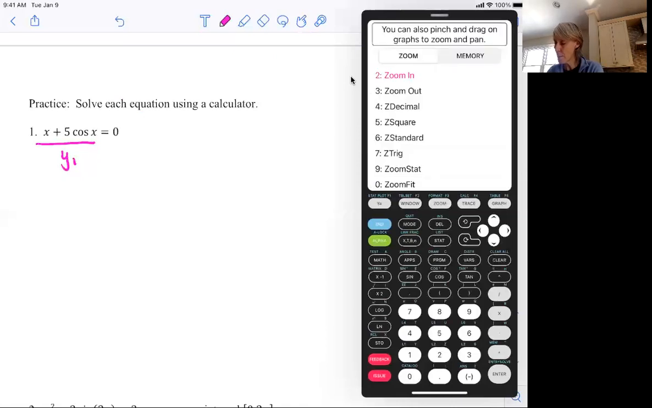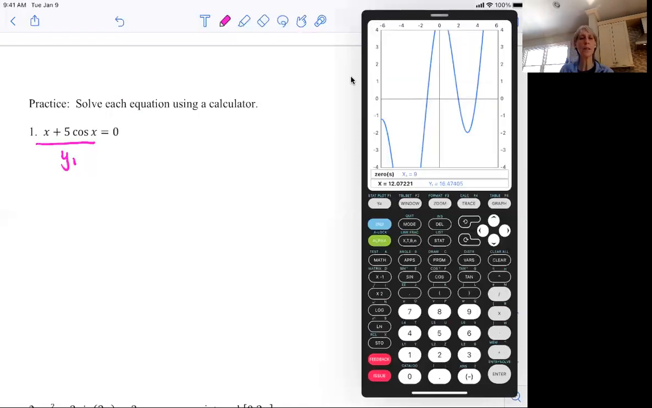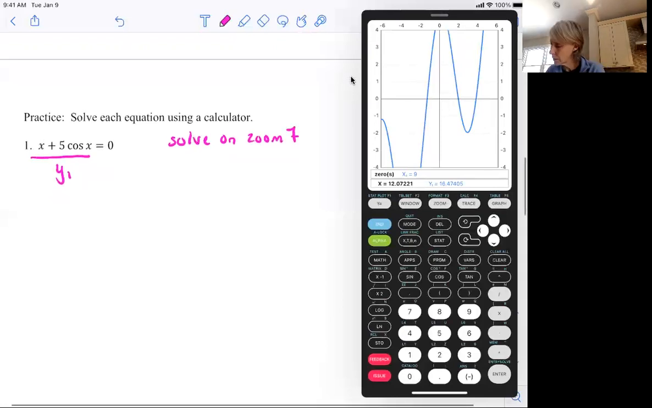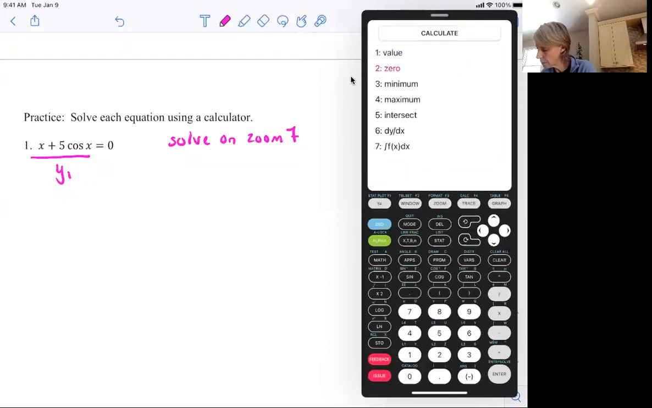Now remember, my calculator is adjusted to the previous problem. So I'm going to go back to Zoom 7 to readjust it. I was not given an interval here, so I'm going to solve on the Zoom 7 screen. So I have 1, 2, 3, second trace. We're going to be looking for 3 zeros.